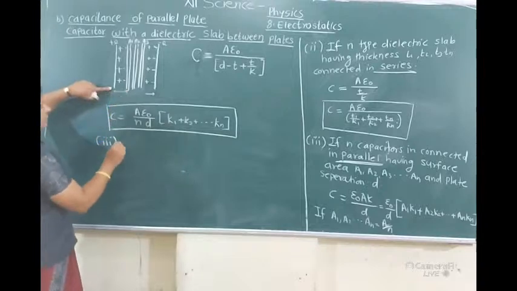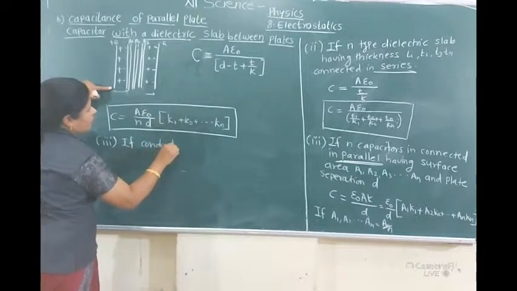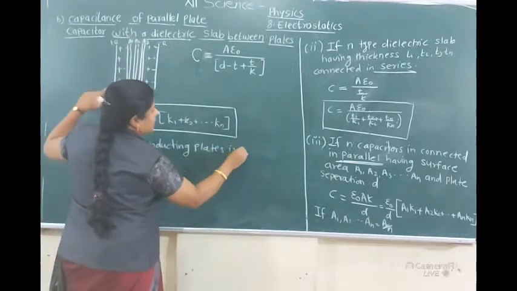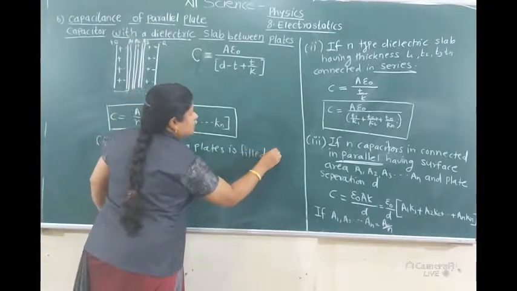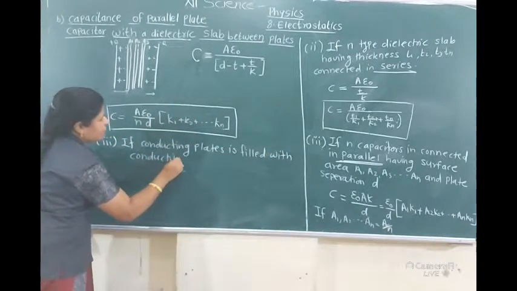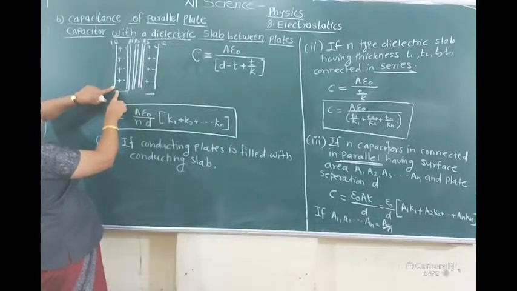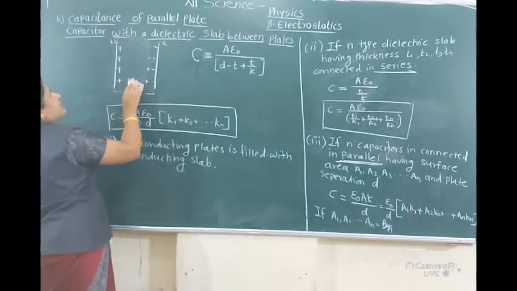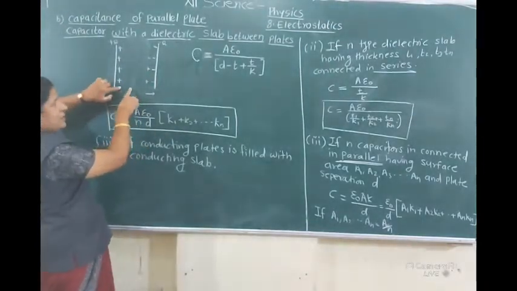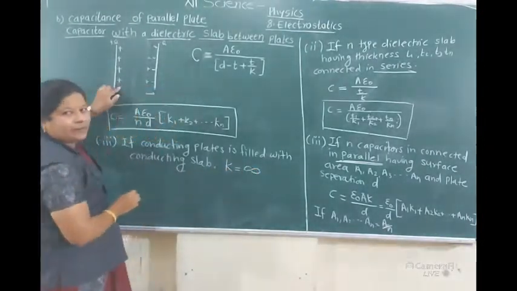And third case, if the conducting plates or parallel plates are filled with a conducting slab in between them. If we place the conducting slab between these two plates, we know that the dielectric constant K is equal to infinity.